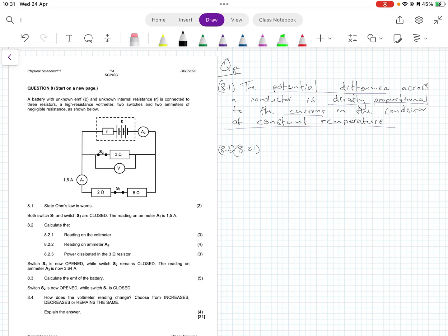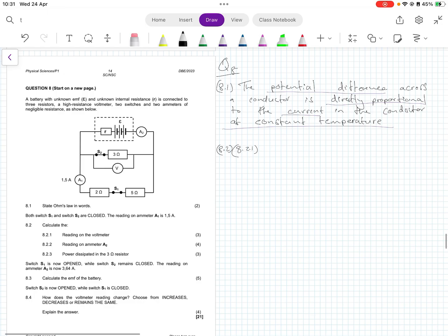Now, the reading on the voltmeter, we will be using Ohm's law. And Ohm's law tells you that the potential difference across a conductor is directly proportional to the current in the conductor at constant temperature.